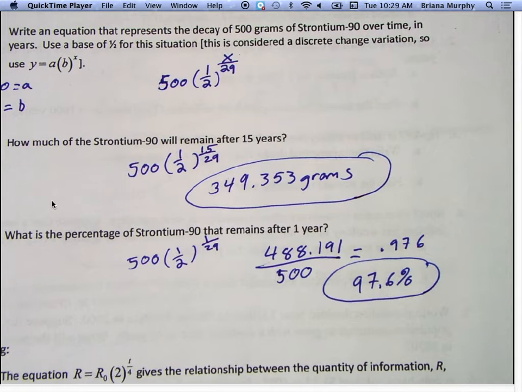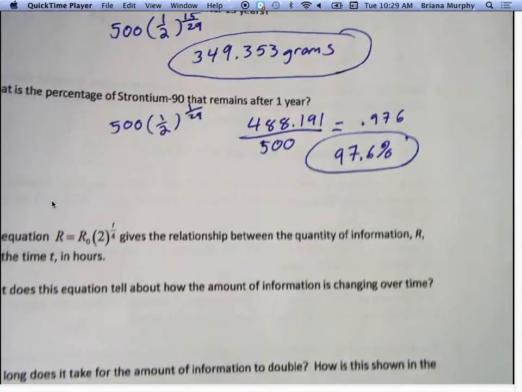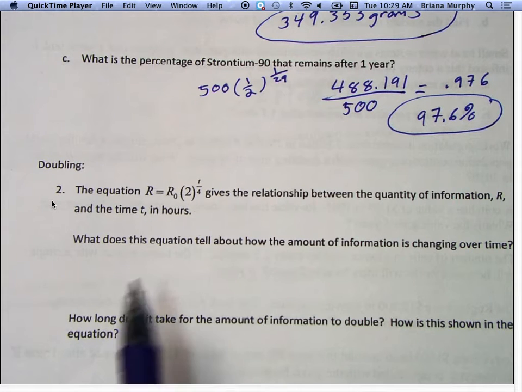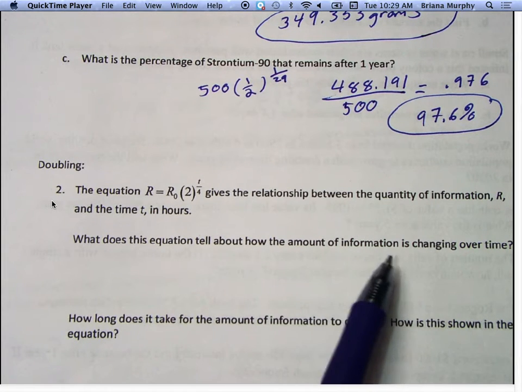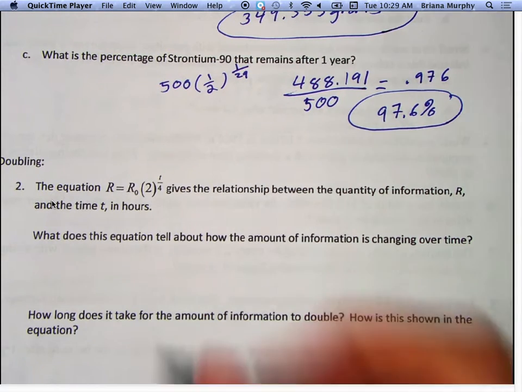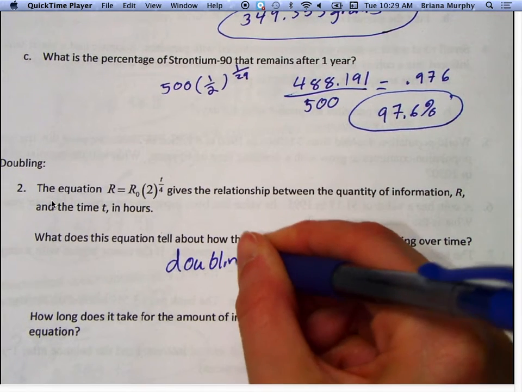Okay. Now we're going to look at doubling. Okay, so we're going to look at this general equation. The equation R equals the initial amount times 2 raised to the t over 4 gives the relationship between the quantity of r and the time t in hours. What does this equation tell you about how the amount of information changes over time? What's happening over time? Is it getting smaller, bigger? Instead of being cut in half, it's what? Doubling. Good. It's doubling over time.